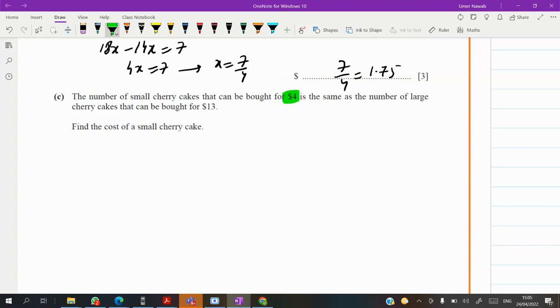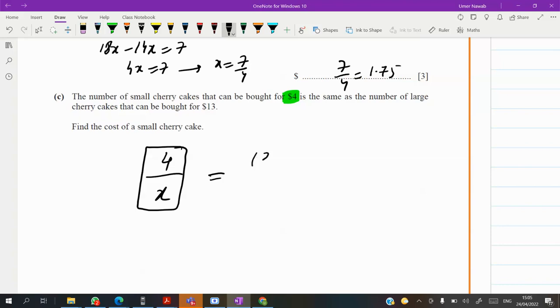The number of small cherry cakes that can be bought for $4. He didn't tell us the number of cakes. So the number of cakes is again the same as the number of books we were talking about. The price of one cake is x dollars. So the number of small cakes, 4 over x, is equal to the total number of large cakes.